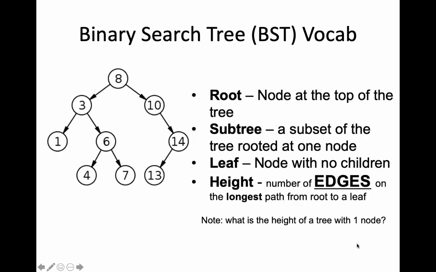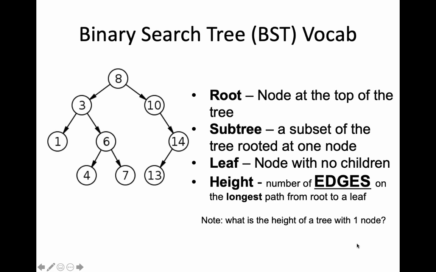Okay, so we saw root, the node at the top of the tree. Subtree is a subset of the tree rooted at one node. Leaf is a node with no children. And then we're going to define the height of a tree as the number of edges on the longest path from root to a leaf. So here the tree shown has height 3. And you could imagine that we could have called this height 4, but we're just going to be consistent so that we don't have off by 1 errors and say it's going to be the number of edges on the longest path from the root to the leaf.